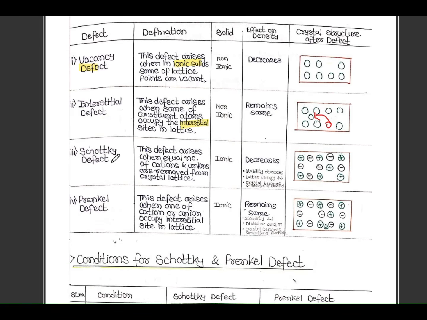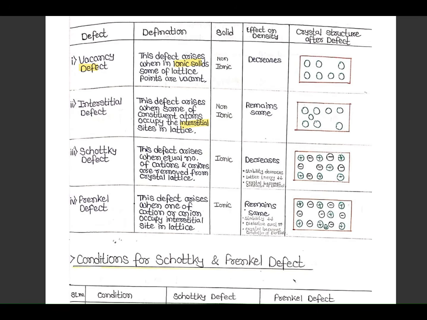Now let us come to Schottky defect. This defect arises when an equal number of cations and anions are removed from the crystal lattice, which means that if one positive ion is missing, then one negative ion is also missing. If two positive ions are missing, then two negative ions are also missing. It is called Schottky defect, and it is similar to vacancy defect.